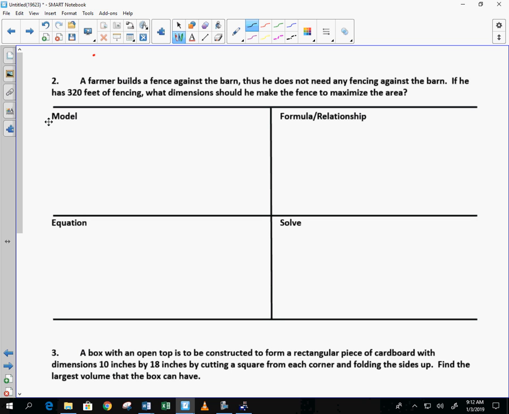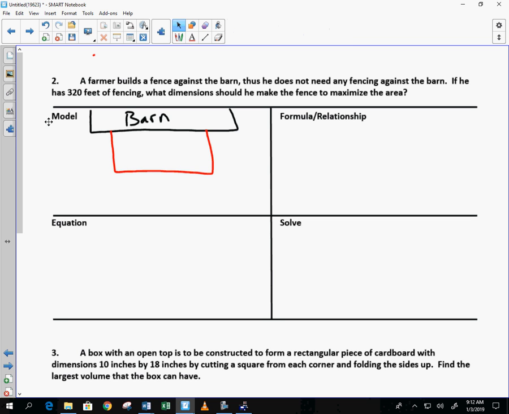Farmer Herf, he's going to build a fence, but he's going to put it up against a barn because he doesn't have enough fencing to use 4 sides. So if he builds up against a barn, he only needs 3 sides. He's got 320 feet of fencing. He needs to maximize the area. You guys go ahead, take the problem as far as you can with a partner. Go.